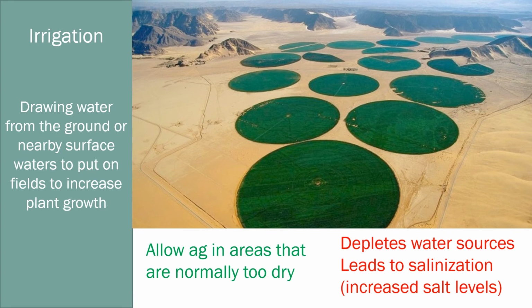A downside is that irrigation can deplete water sources, so taking that surface or groundwater can deplete those if you take them faster than they refill, and it can also lead to something called salinization, which is increased salt levels in the soil, which is toxic for plants.